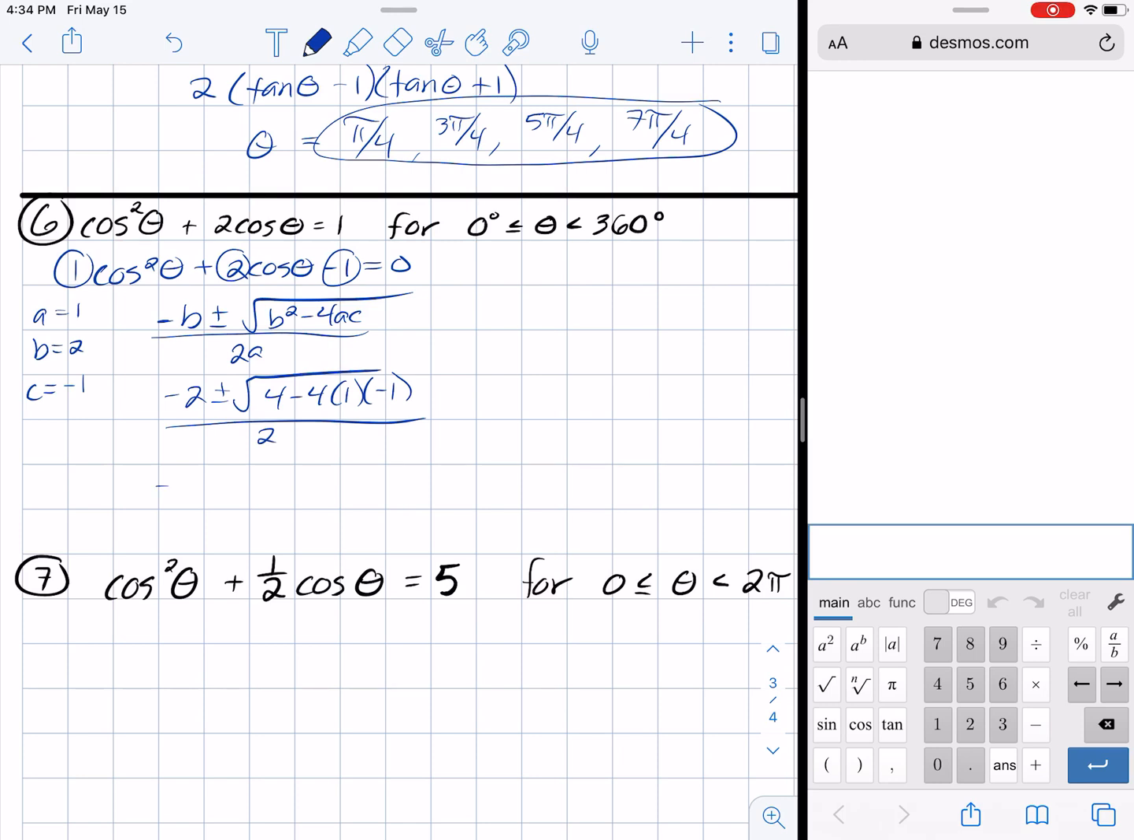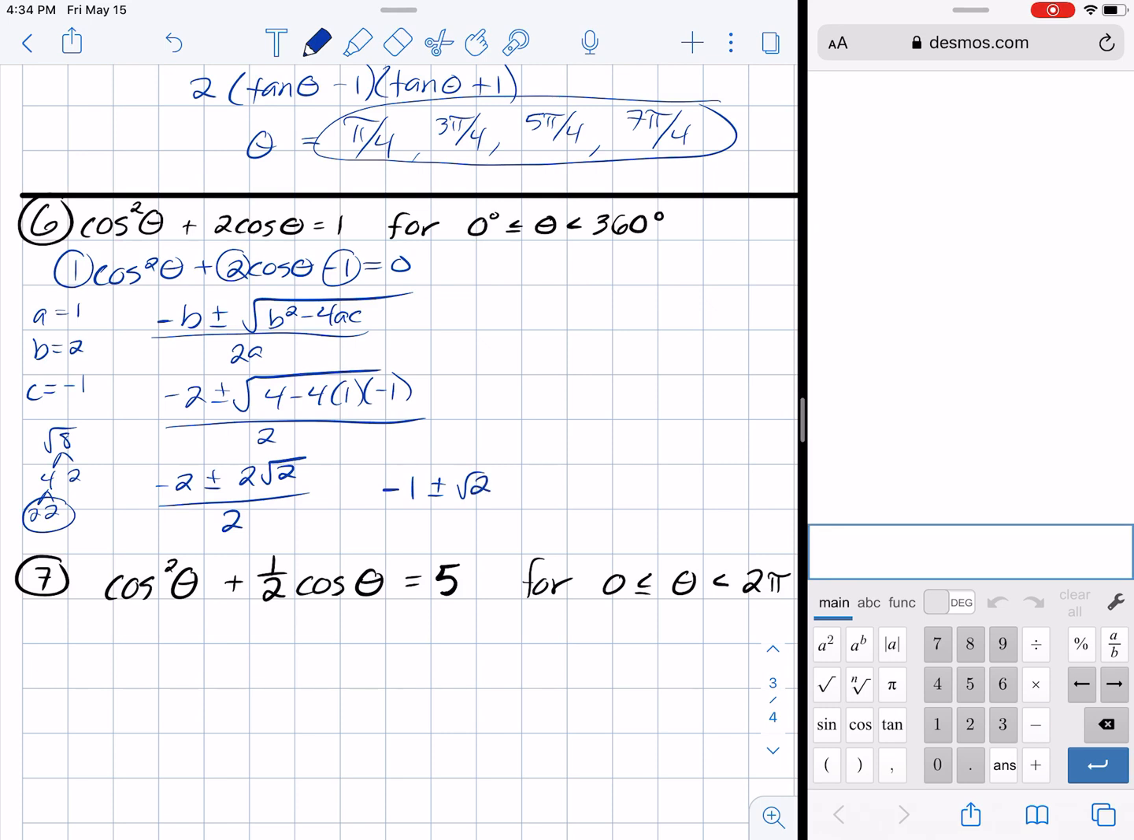1, so 2. So we get -2 plus or minus the square root of 8, which simplifies to 2 root 2. Don't forget, for 8, you need to factor down and pull out your pair of 2's when you simplify radicals. Now when we break this up, we get -1 plus or minus the square root of 2.